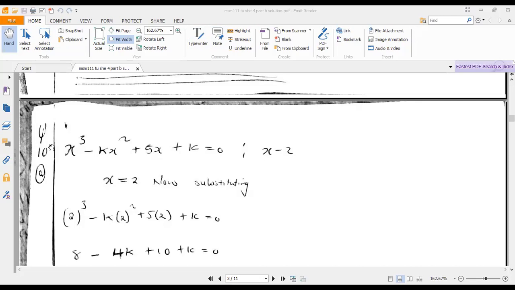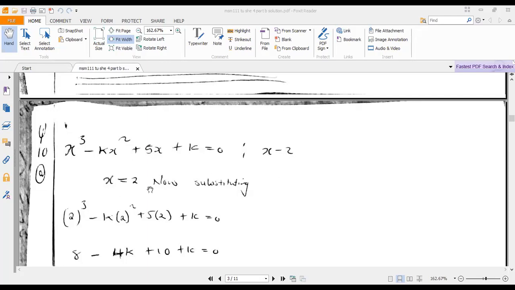So now for question 10, we've been told to find the values of k that make the second polynomial a factor of the first. When you're finding the values of k that make the second polynomial a factor of the first, this is our second polynomial, isn't it? We know that when we are finding factors, we always equate our second polynomial to 0. Then we solve for x. So here x is equal to 2, right?